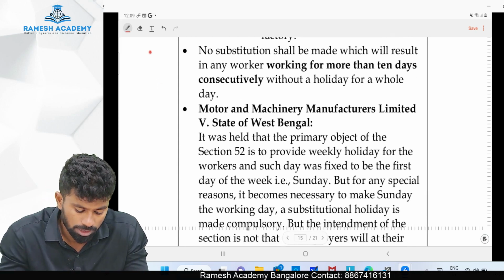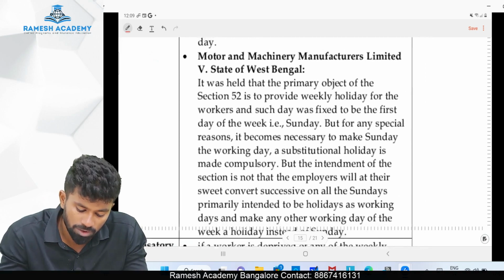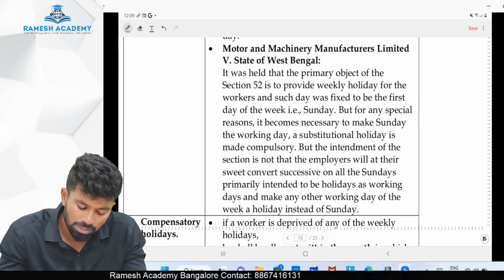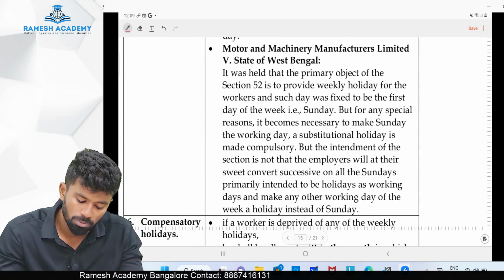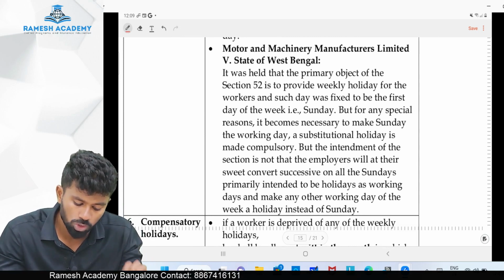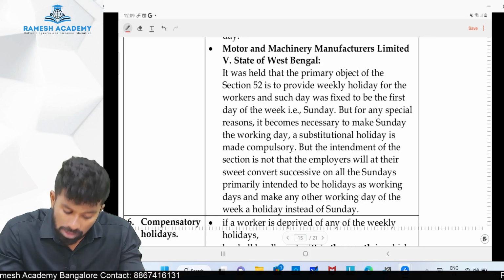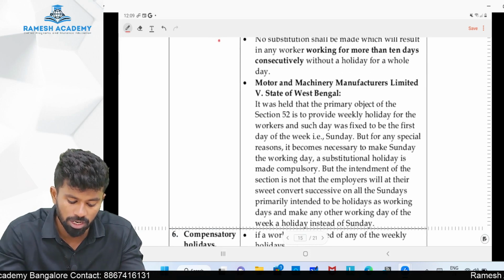Okay, yes. Motor and Machinery Manufacturers Limited versus State of West Bengal. It was held that the primary object of section 52 is to provide a weekly holiday for the workers, and such day was fixed to be the first day of the week, that is Sunday.